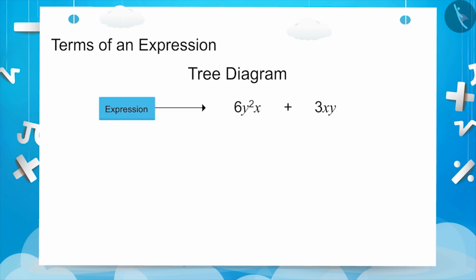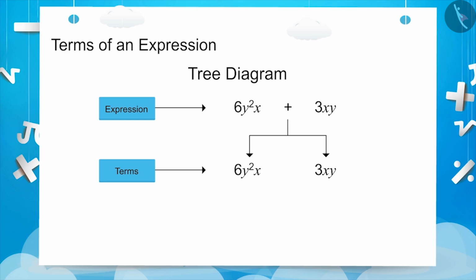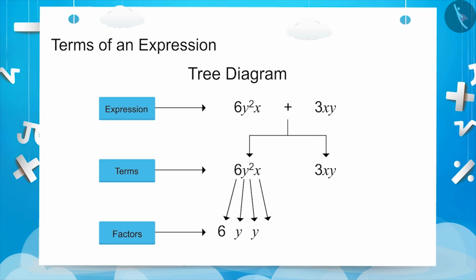Here, the expression 6y to the power 2x plus 3xy is formed by combining two terms, in which 6y to the power 2x is the first term and 3xy is the second term. In the expression 6y to the power 2x plus 3xy, the factors of 6y to the power 2x are 6, y, y, x, and the factors of 3xy are 3, x, y.